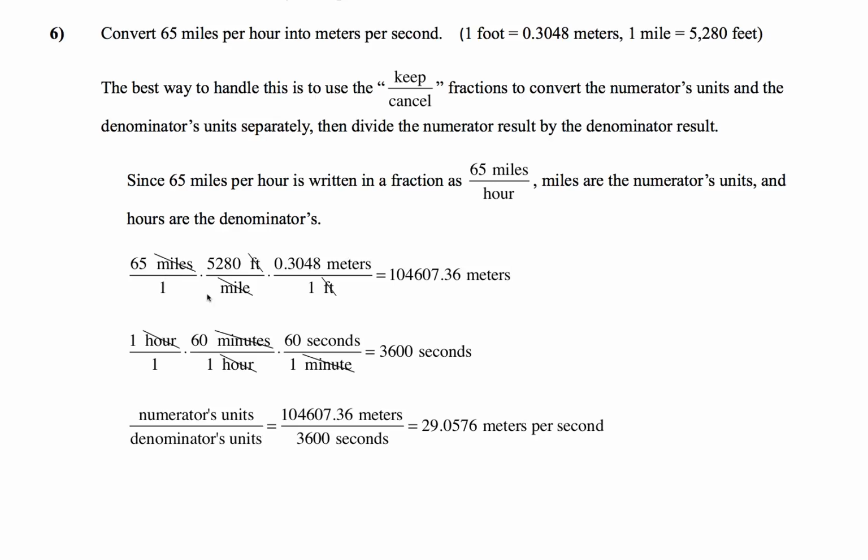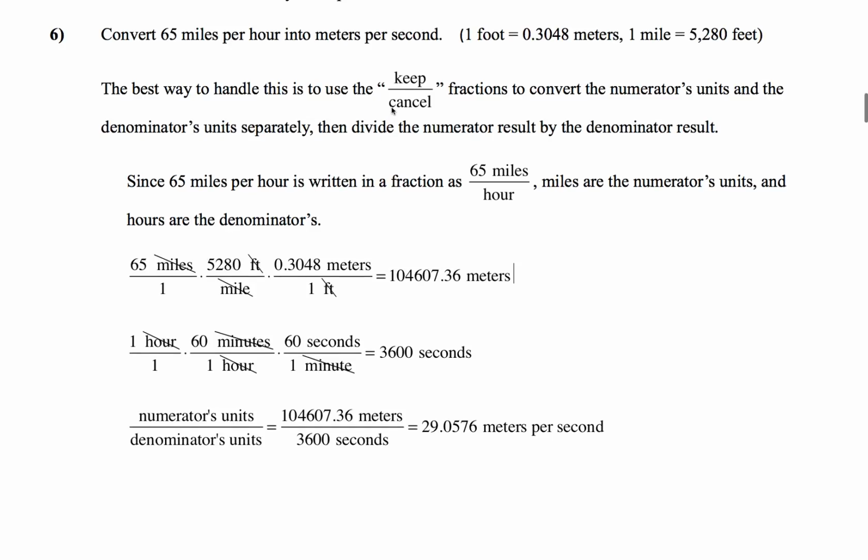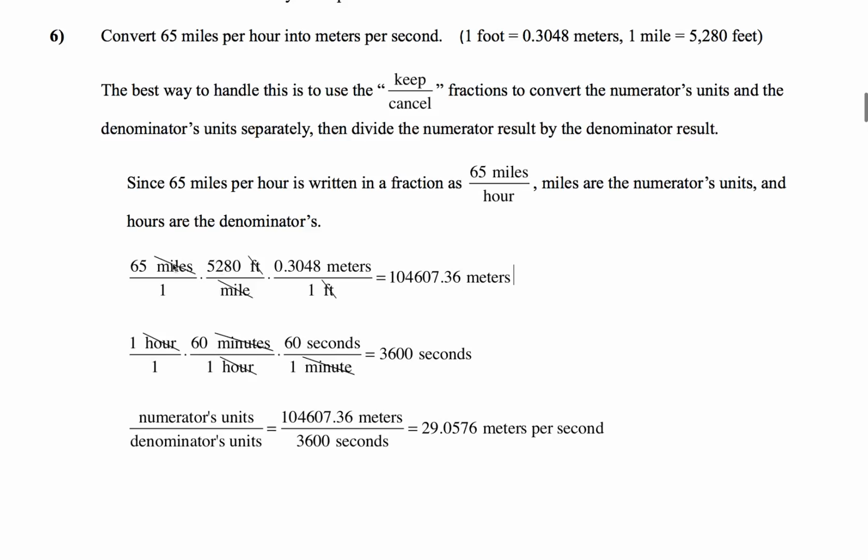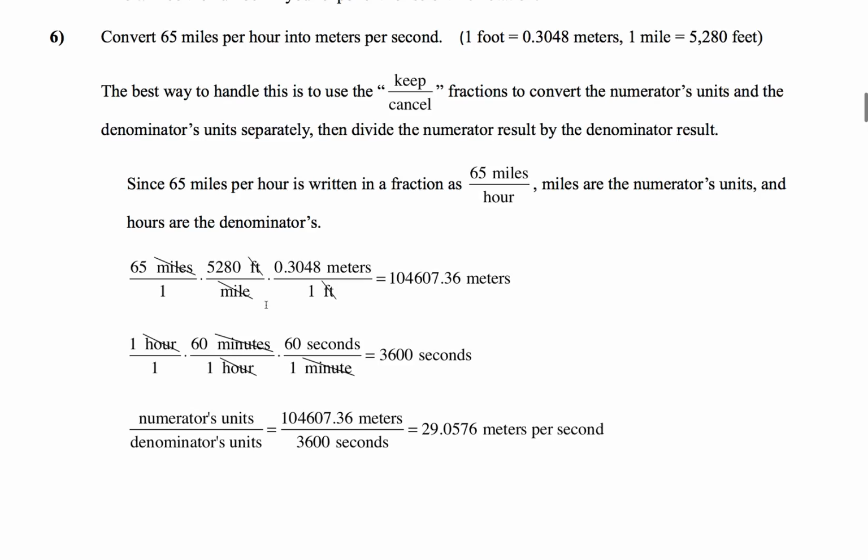So we convert the miles to feet, and then the feet to meters, just as we did in the last question, where we have units we want to keep in the numerator over units we want to cancel in the denominator. And so this first multiplication cancels the miles, and then the second multiplication cancels the feet, and so we wind up with 104,607.36 meters. Then we convert the hours to seconds, just like we did in the last question, and that's going to give us 3,600 seconds.